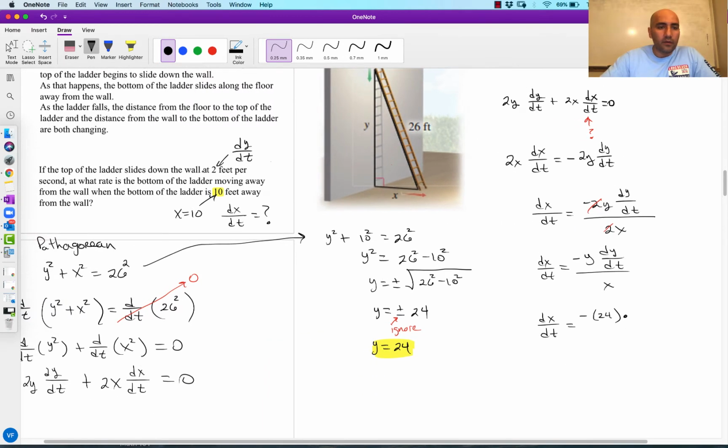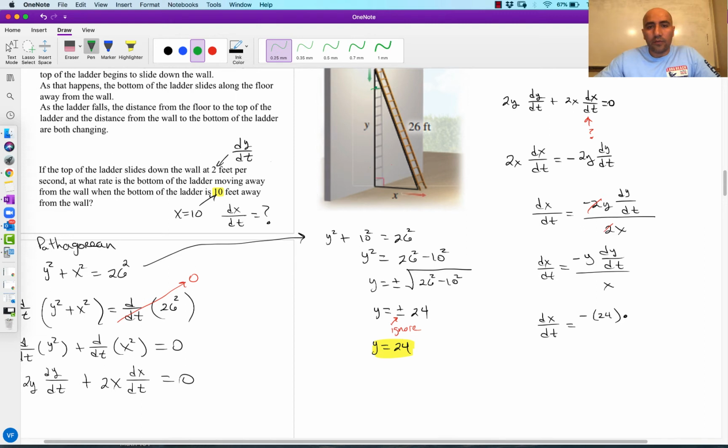Zoom out a little bit. The top of the ladder slides down the wall at 2 feet per second. Now, since this is kind of like our axis coordinate, usually we have 1 unit, 2 units, 3 units, right? So in this direction, it's increasing. And in this direction, going up is usually positive, right? So we have 1 unit, 2 units, 3 units, 4 units. So going up is positive. Therefore, because this is coming down, we're going to say that the change is decreasing.